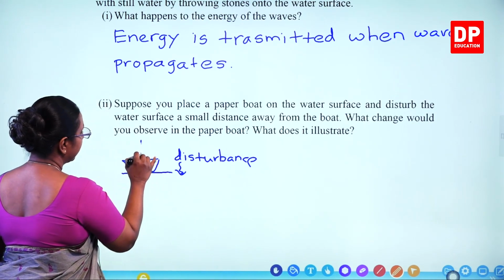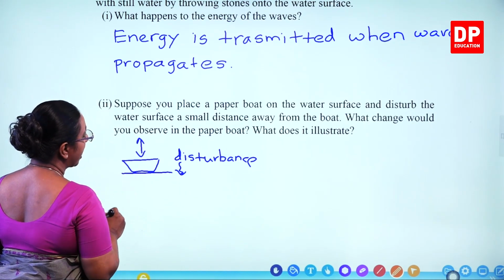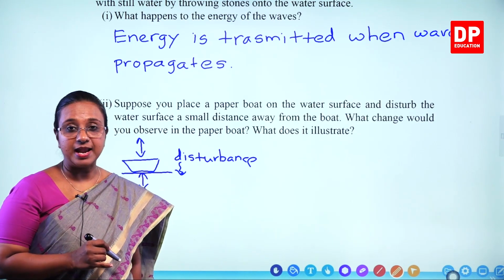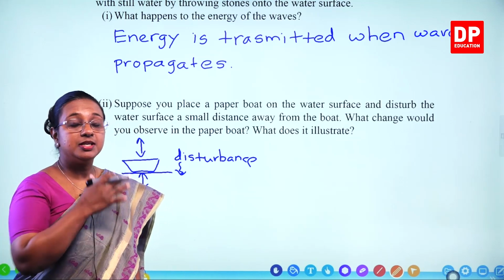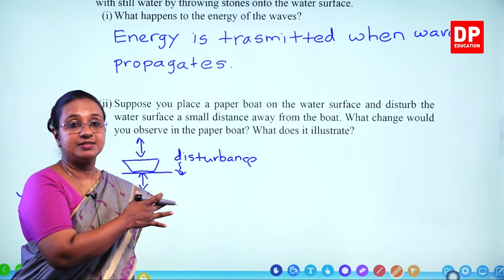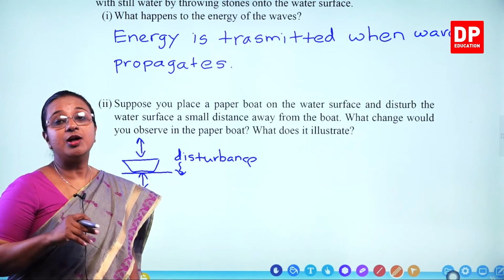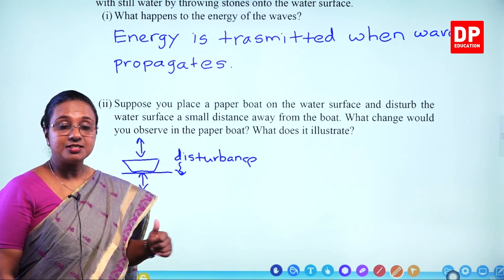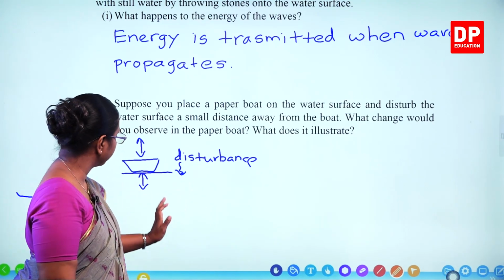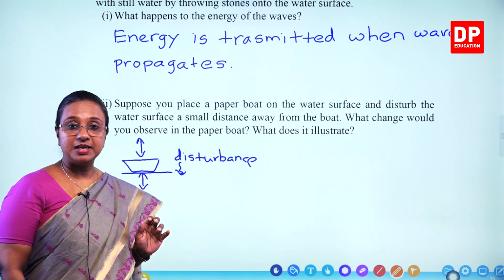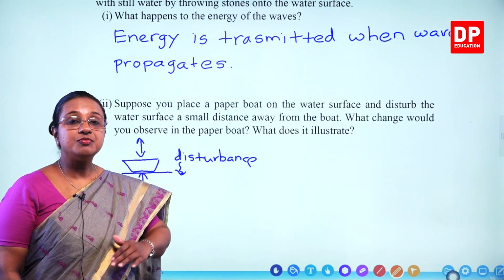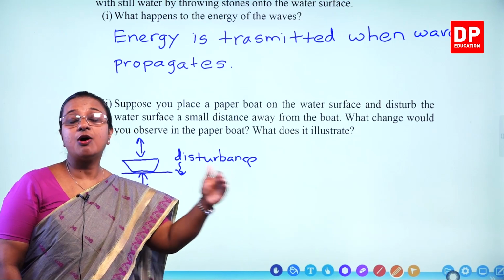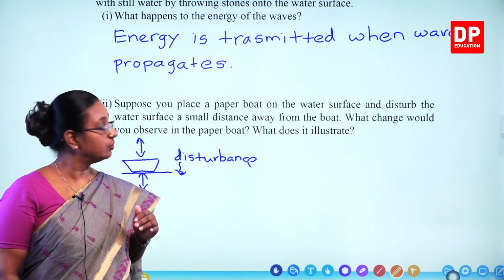You can see that the paper boat moves up and down because the water surface moves up and down. But the paper boat does not move sideways. It doesn't go along with the wave. So, that illustrates the particles of water, that is the particles of the medium, only move up and down. They do not move along with the propagation of the wave.